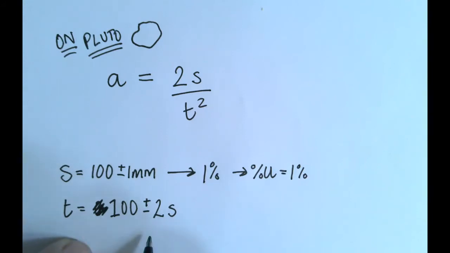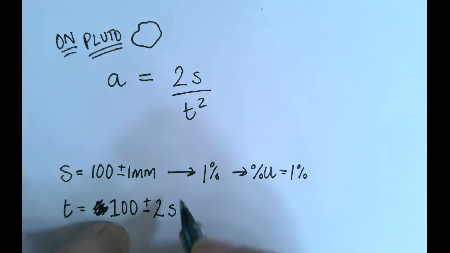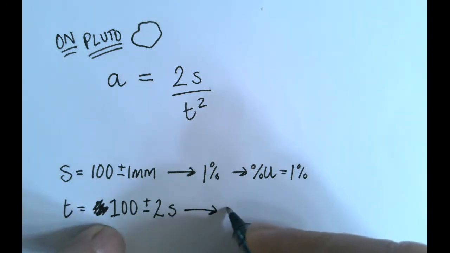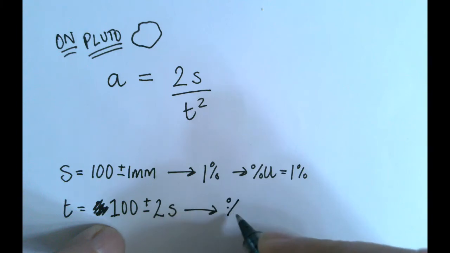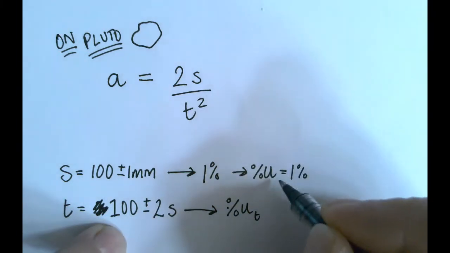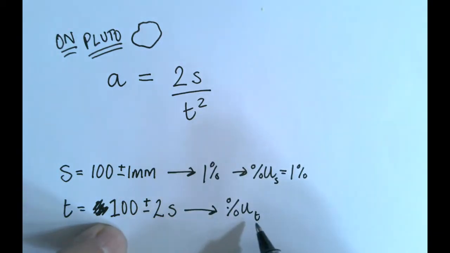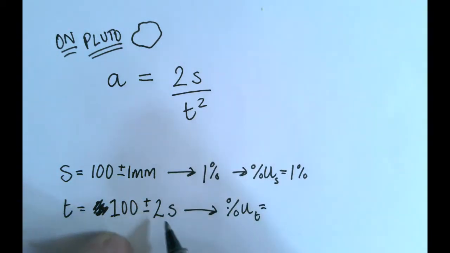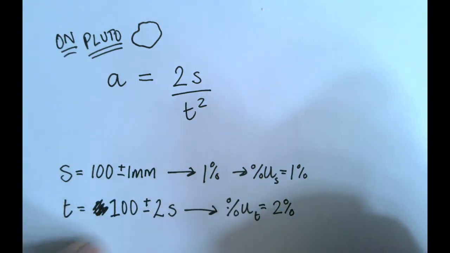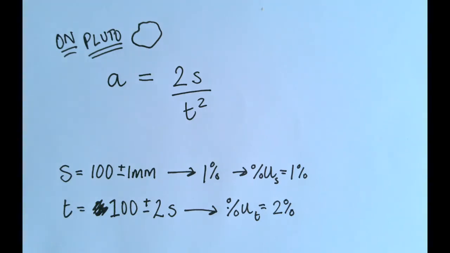Now, for the time, it was 100 seconds plus or minus 2 seconds. So for this one, the percentage U, actually I should have put a subscript up there. The percentage uncertainty of the time is what percentage is 2 of 100? Obviously 2%. So we've got 1% and 2%.